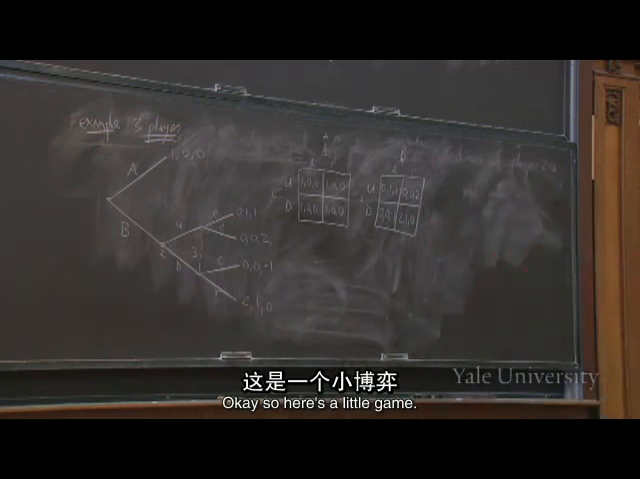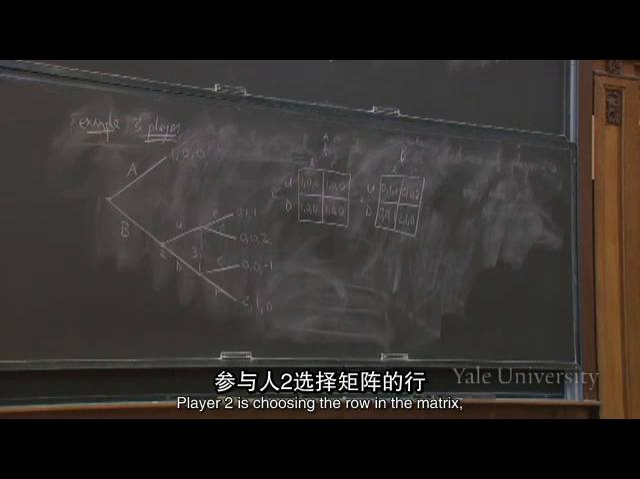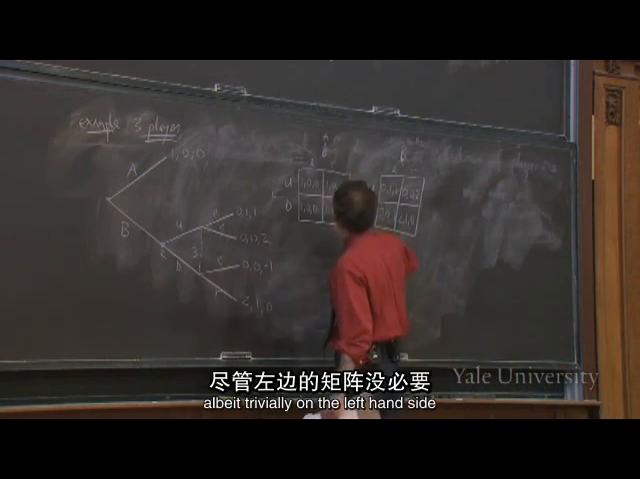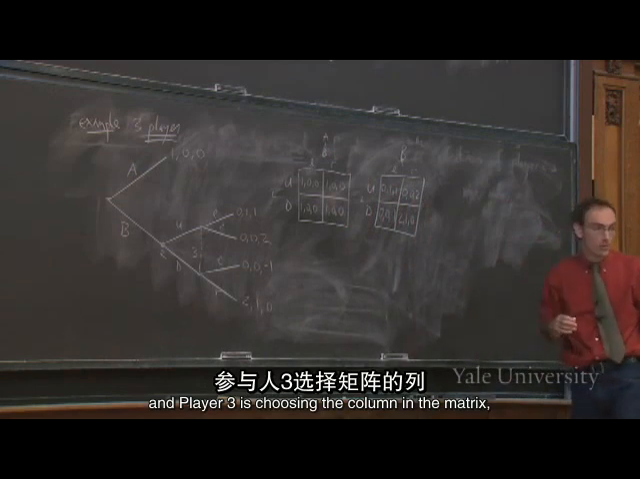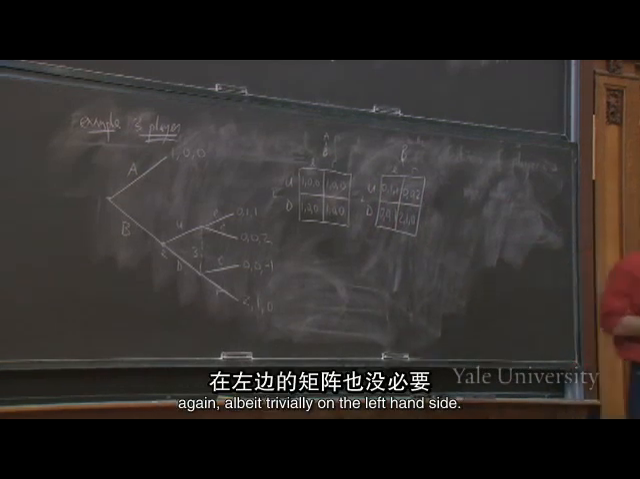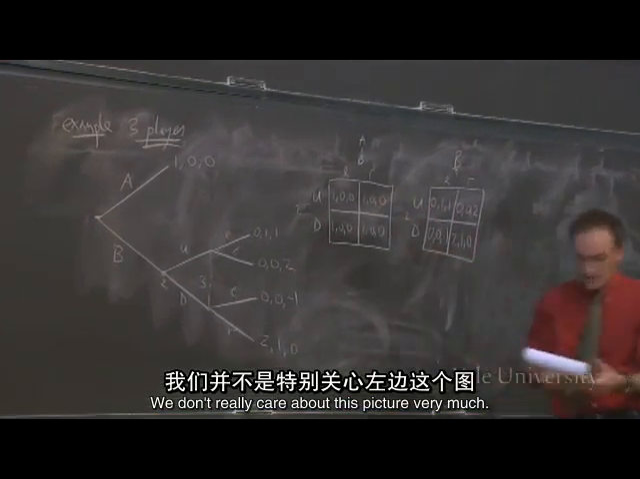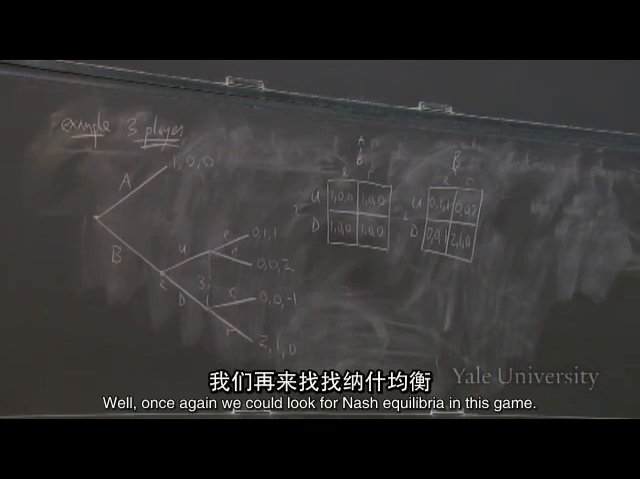All right? Okay, so here's a little game. Player 1 is choosing the matrix. Player 2 is choosing the row in the matrix, albeit trivially on the left-hand side. And player 3 is choosing the column in the matrix, again, albeit trivially on the left-hand side. We don't really care about this picture very much. All right? Okay, so now what?